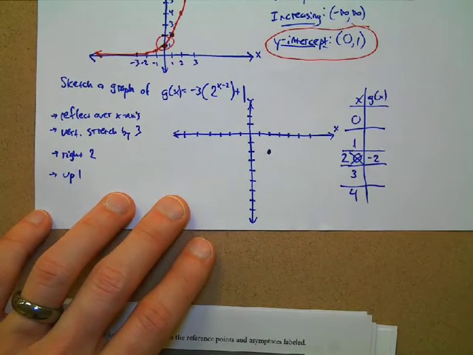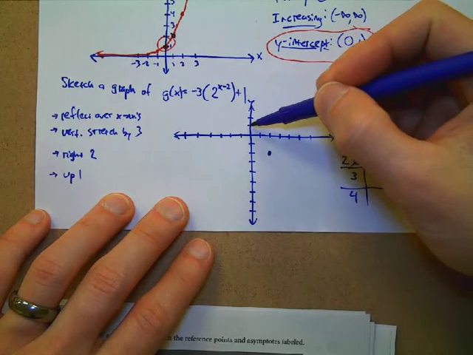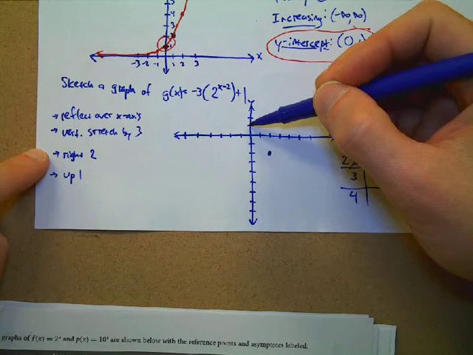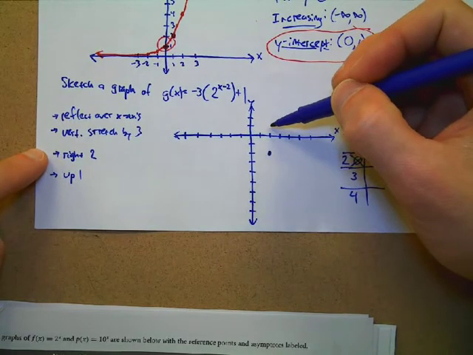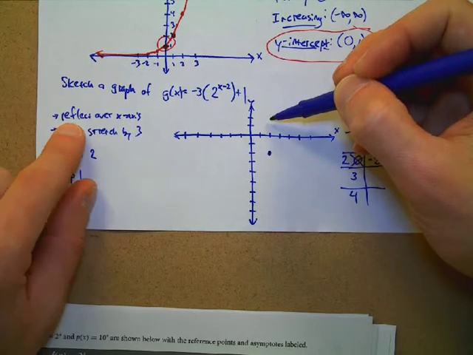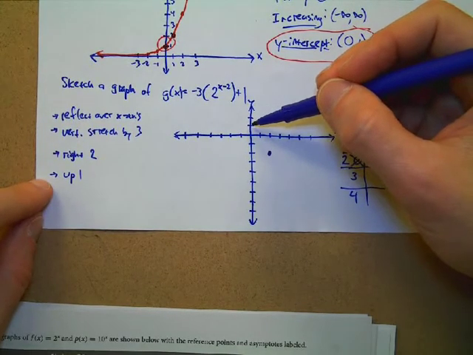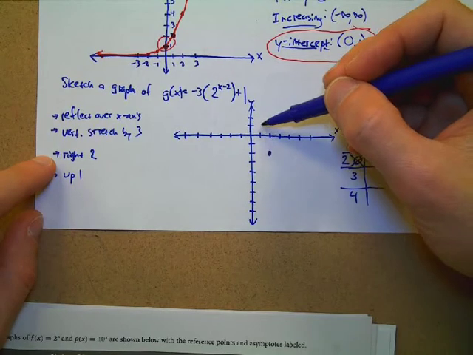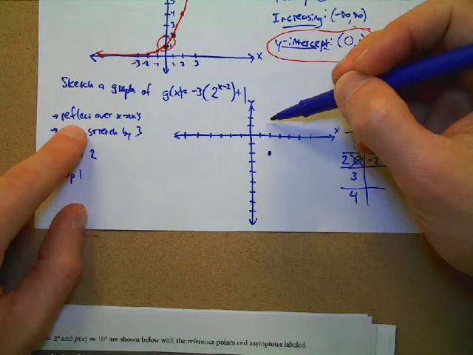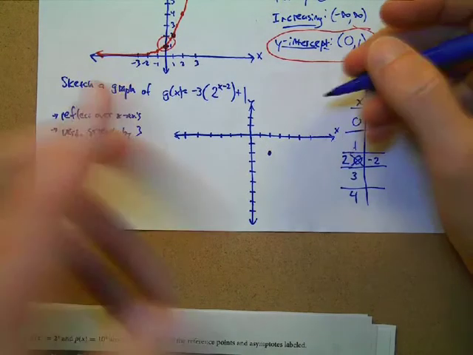Now it might be a little bit weird here, so let's think about this. Our normal starting point is at 0, 1. But we have to shift it right 2 and up 1. So if I count right 1, 2, and then go up 1, there's where my new starting point should be. But don't forget, we also have to reflect it over the x-axis. When I reflect over the x-axis, I end up at this point right there. Of course, you can use your table to help you with that as well.